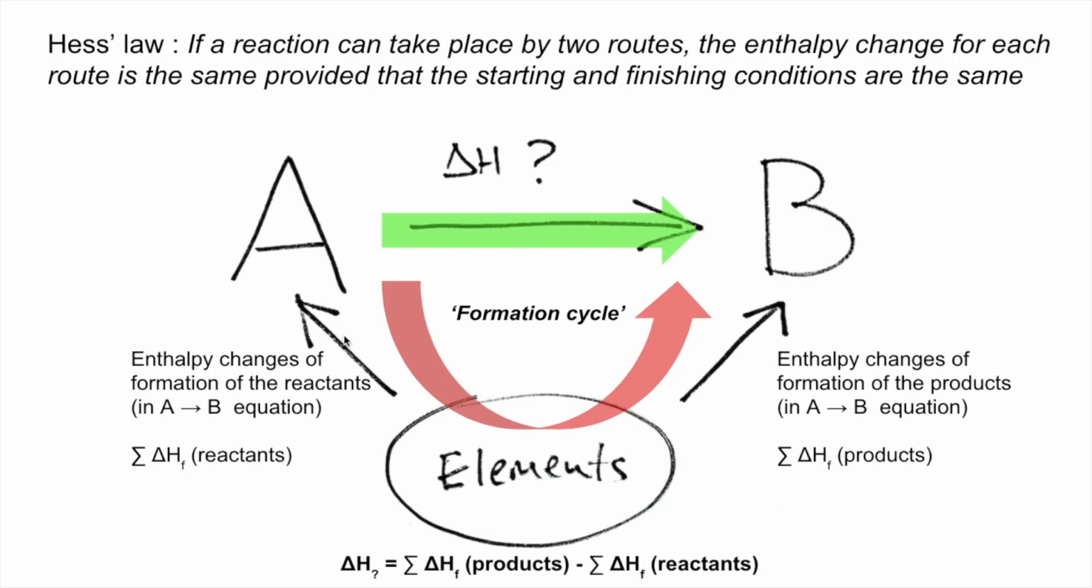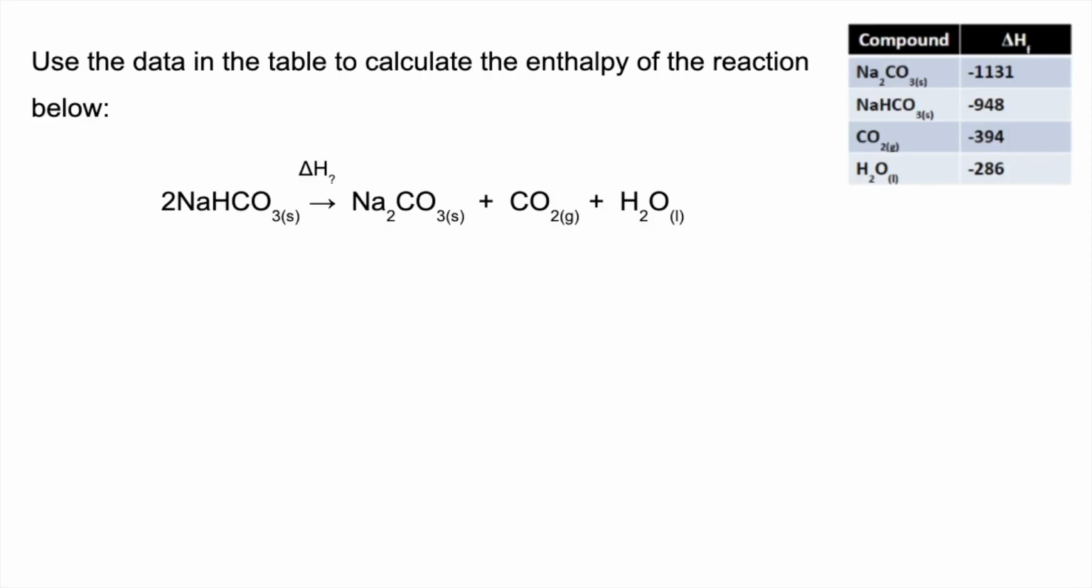So when you use enthalpy changes of formation, the enthalpy change of reaction is the sum of the products' enthalpies of formation minus the sum of the reactants' enthalpies of formation. So we'll put that into practice with this question here.